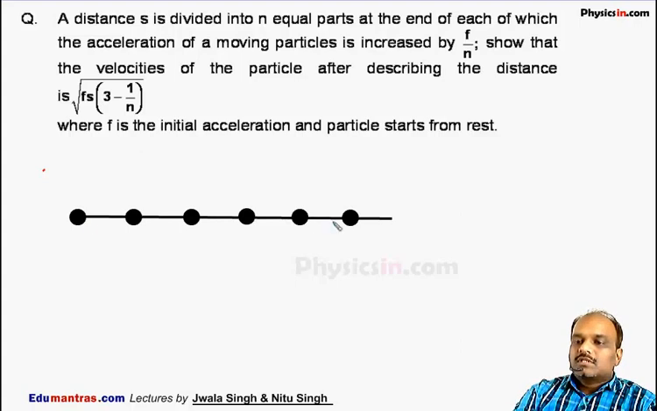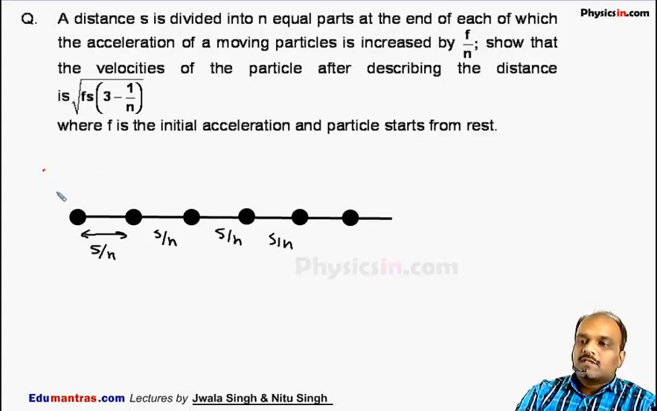So the total distance is s, and each part is s by n. The distance s is divided in n equal parts, so this is s by n, this is also s by n, and so on. Let the initial speed be 0, since it is given the particle starts from rest. Here the speed is v1, here v2, here vn minus 1, here vn, and so on.